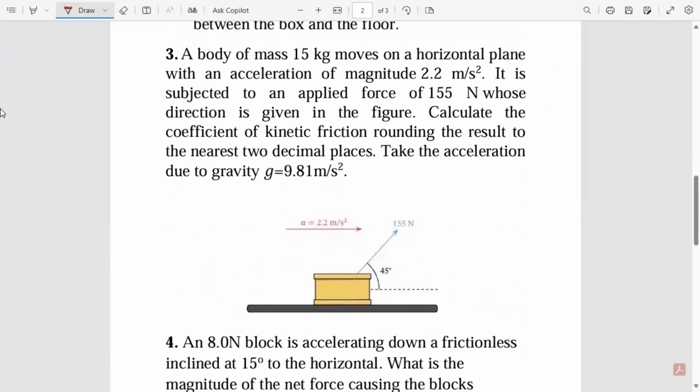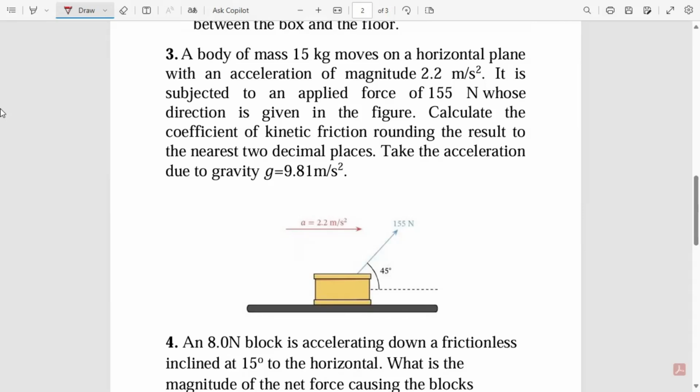Question 3 is saying a body of mass 15 kilograms moves on a horizontal plane with an acceleration of magnitude 2.2 meters per second squared. It is subjected to an applied force of 155 newtons, whose direction is given in the figure. Calculate the coefficient of kinetic friction, rounding the result to the nearest 2 decimal places. Take the acceleration due to gravity, g, to be equal to 9.81 meters per second squared.